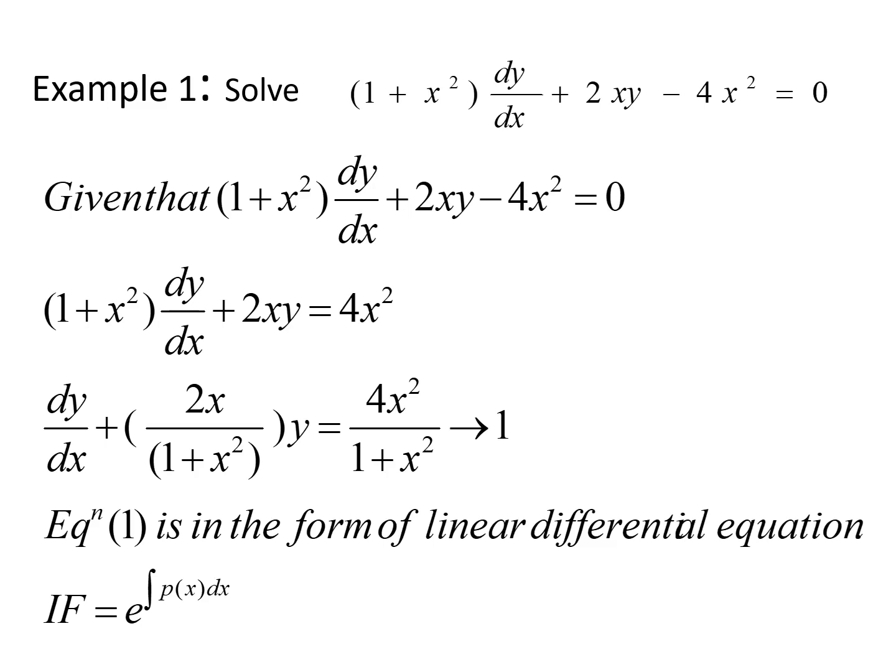For that, first send −4x² to the right side. That is (1 + x²) dy/dx + 2xy = 4x². Next, move on to the next slide. Here, divide by (1 + x²) throughout the equation. Then the equation becomes dy/dx + (2x/(1 + x²)) y = 4x²/(1 + x²), and let it be equation 1.